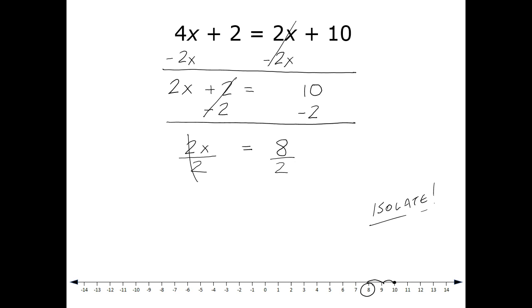These 2's cancel out, and I end up with x by itself on the left, and on the right, 8 divided by 2 is just 4. I isolated the variable. On the right, all I have is numbers. So there, I finished solving my equation. And the solution to that equation is just x equals 4.